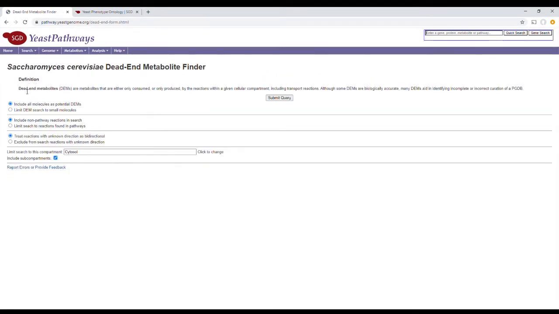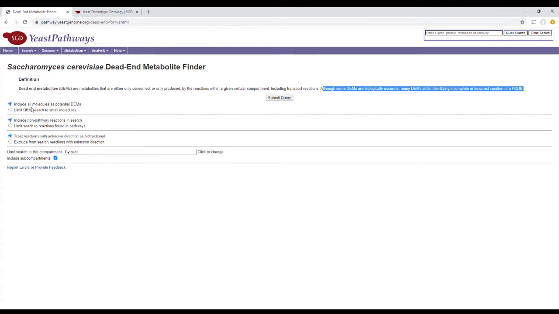What this gives me is a definition, first of all, so I know what I'm using. Dead end metabolites are metabolites that are either only consumed or only produced by the reactions within a given cellular compartment, including transport reactions. Although some DEMs are biologically accurate, many DEMs aid in identifying incomplete or incorrect curation in the PGDB.